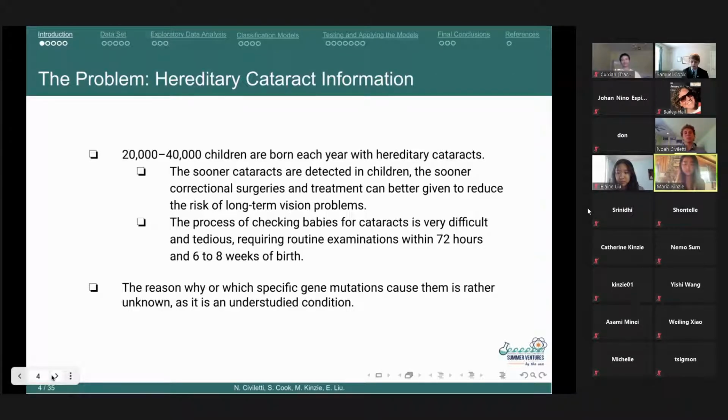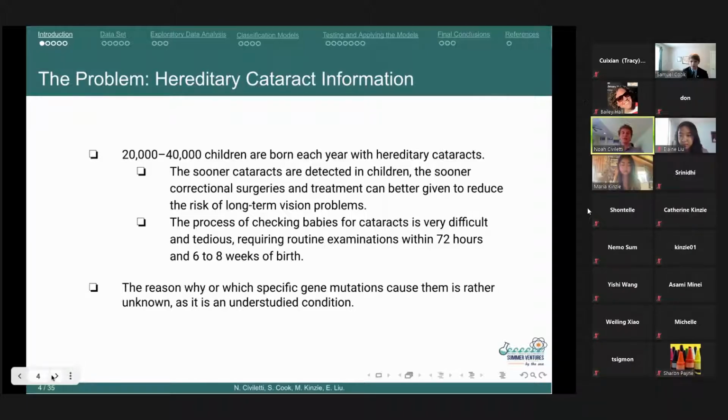So there's a few problems with hereditary cataracts. First, it affects 20,000 to 40,000 children each year. And the thing is, the sooner hereditary cataracts can be identified, the sooner the proper correction can be conducted. If these are not conducted, then children can have long-term vision problems and even blindness. However, the current process of identifying hereditary cataracts is quite tedious and can take multiple weeks. Another problem is the specific reason why gene mutations cause hereditary cataracts is currently unknown.